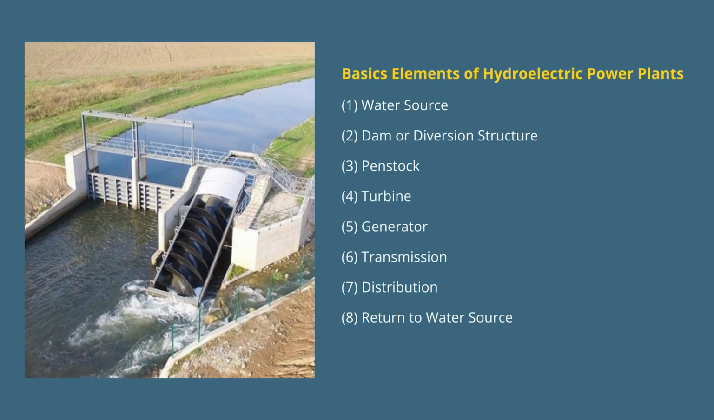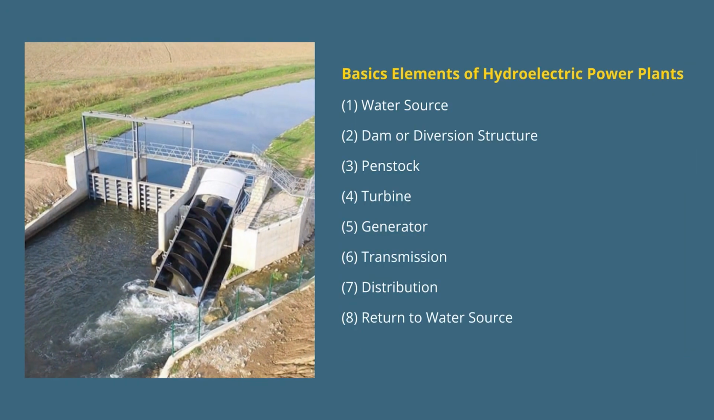Now we will talk about some important components, or constituents, you can say, of a hydropower station. Number one will be the water source. The process starts with a reliable water source such as a river, lake or reservoir. The availability of a significant water supply and the difference in elevation, also known as head, between the water source and the power generation site are crucial factors for efficient hydroelectric power generation.